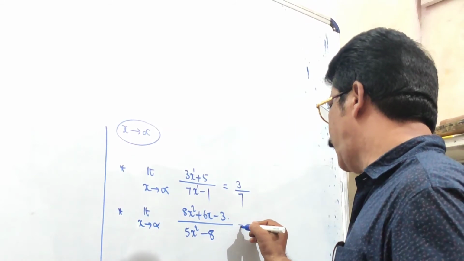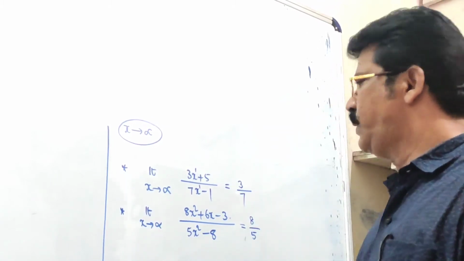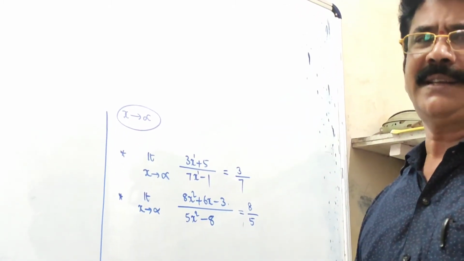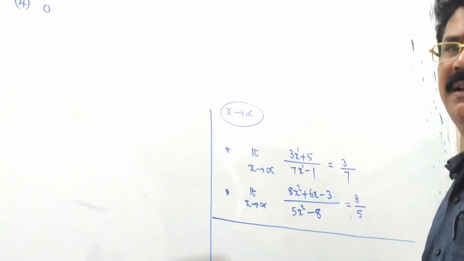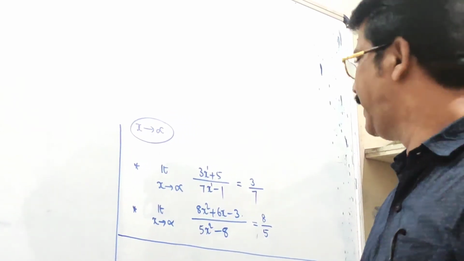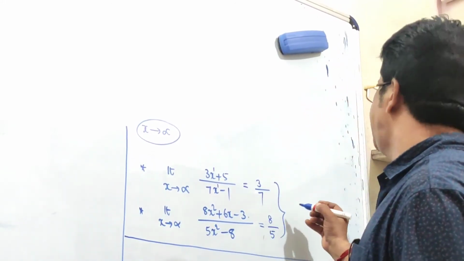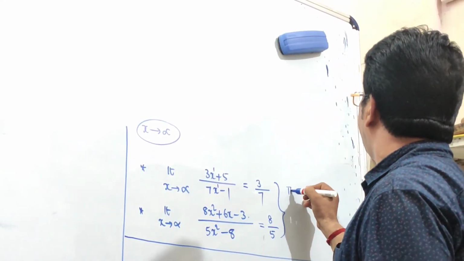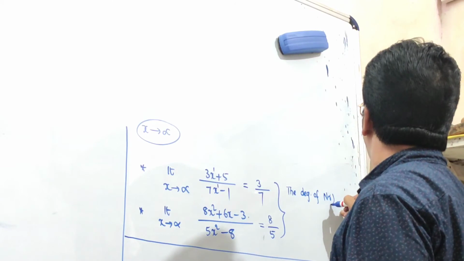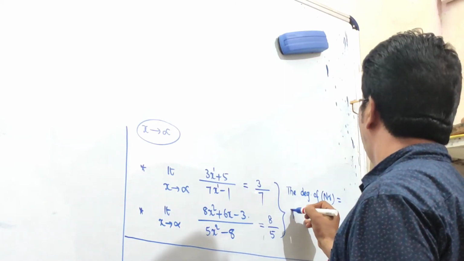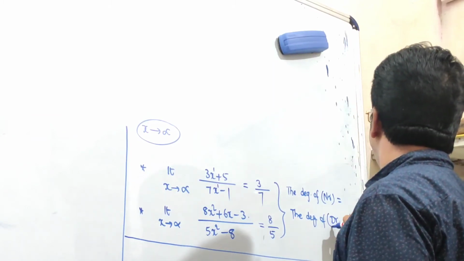Okay, in such a case also, what is x square coefficient? 8. Here x square coefficient 5. So 8 by 5. This is the shortcut. Understand? Okay, this is the case when the degree of numerator is equal to the degree of denominator. So this is the case. The degree of numerator is equal to the degree of denominator.